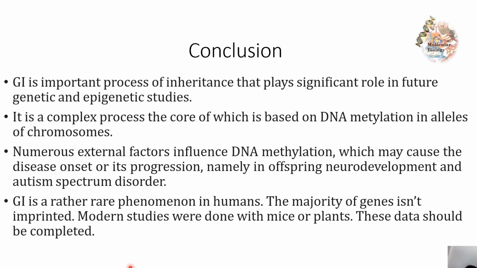So, concluding, it's an important process of inheritance that plays a significant role in future genetic and epigenetic studies. It's a complex process, the core of which is based on DNA methylation in alleles of chromosomes. Numerous external factors influence DNA methylation, which may cause the disease onset or its progression, namely in offspring neurodevelopment and autism spectrum disorder. It's a rather rare phenomenon in humans. The majority of genes aren't imprinted. Modern studies were done with mice or plants, so these data should be completed.